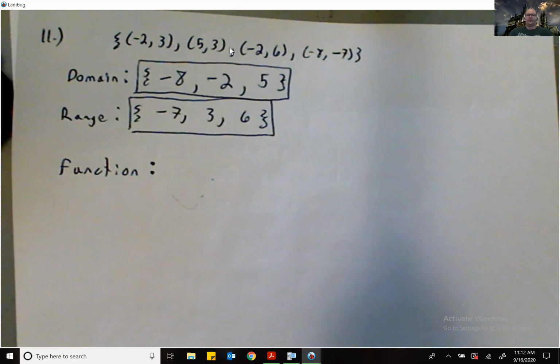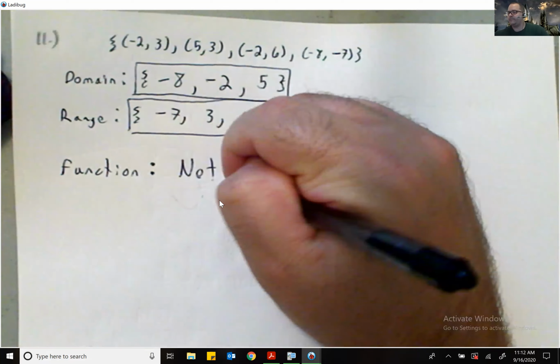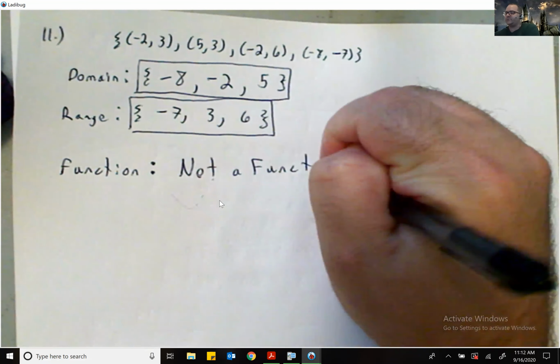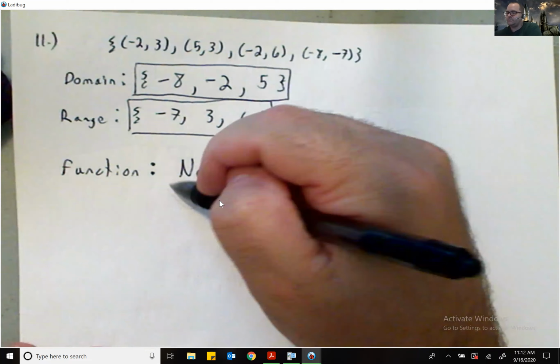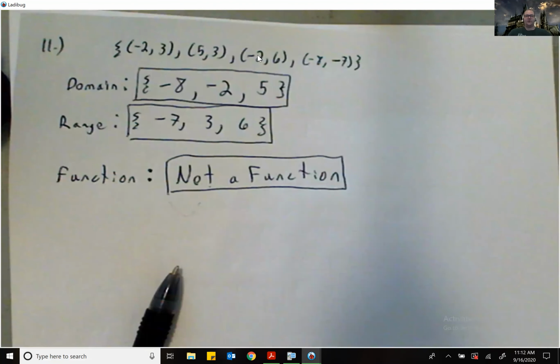So you look up here, you look at your X values. If you see an X appear more than once, not a function. So are the X's cheating? Yeah. Who's the cheater? -2. So this is not a function, because in order to be a function, X's don't cheat. And right here, we got -2 going to 3 and -2 going to 6. Trying to get away with it, but not.